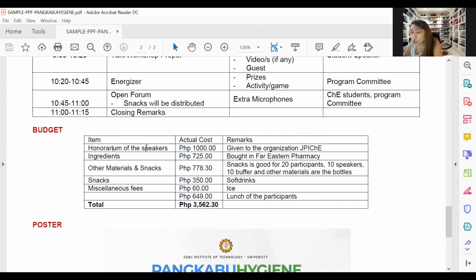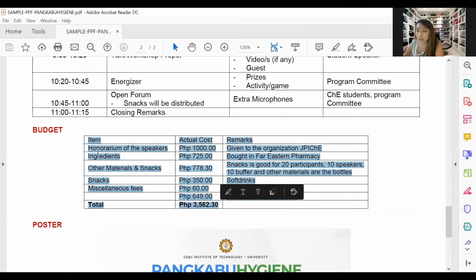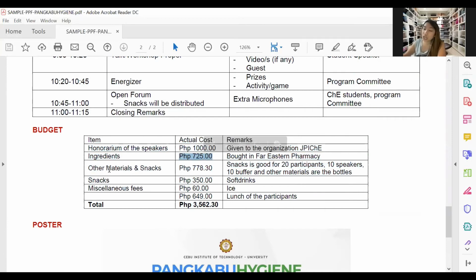So honorarium, the speakers, I gave 1,000 to the organization. So this sample budget is actually when we did the training here in the subdivision, and then the ingredients were just worth 725. So imagine that you can create a number of bottles already for 725 pesos only. If you sell the liquids at 100 pesos, it's already so much gain. Okay, so by just selling 7 bottles, you can actually get the return of your investment.